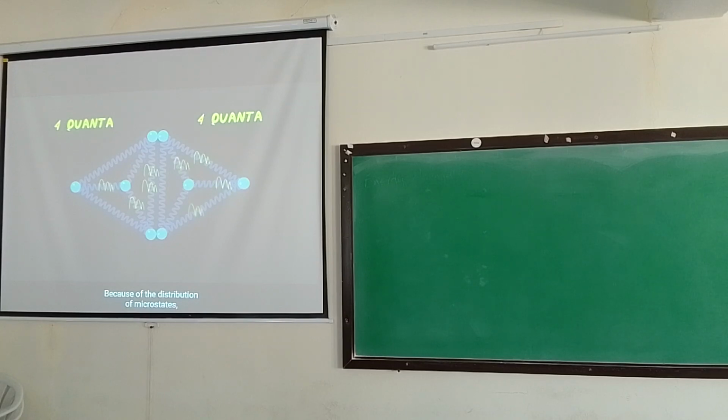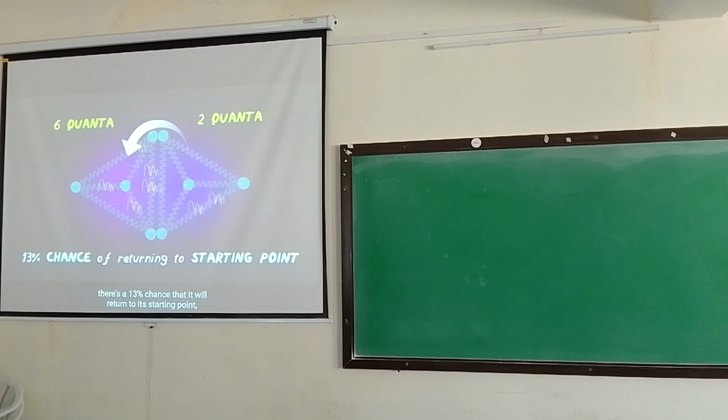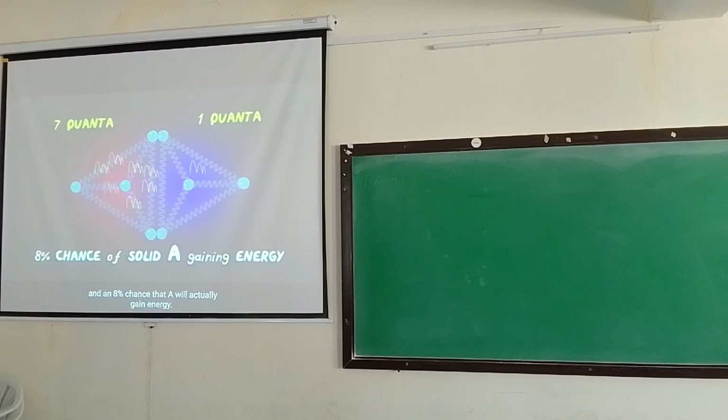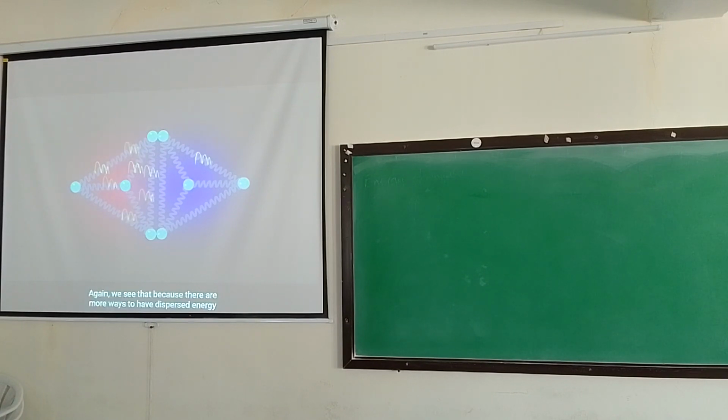Because of the distribution of microstates, there's a 21% chance that the system will later be in a configuration in which the energy is maximally spread out. There's a 13% chance that it'll return to its starting point, and an 8% chance that A will actually gain energy. Again, we see that because there are more ways to have dispersed energy and high entropy than concentrated energy, the energy tends to spread out.